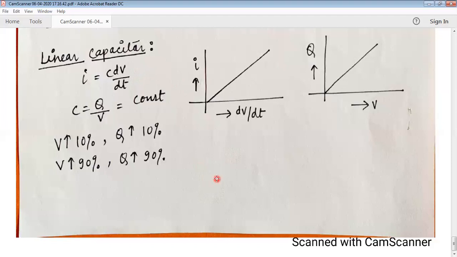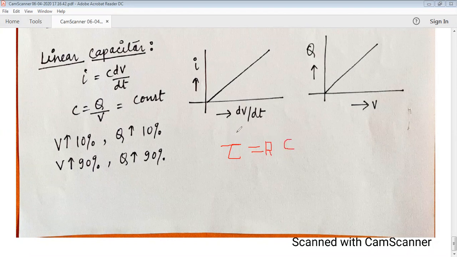Next conclusion is that a capacitor does not allow sudden change of voltage. Why? Because a practical capacitive circuit has some time constant. The time constant is equal to RC, that tau is equal to your RC. So because of that time constant, the capacitor does not allow sudden change of voltage. Tau is the time constant, and for a capacitor, the time constant is equal to RC, if in that circuit resistance and capacitance are there.